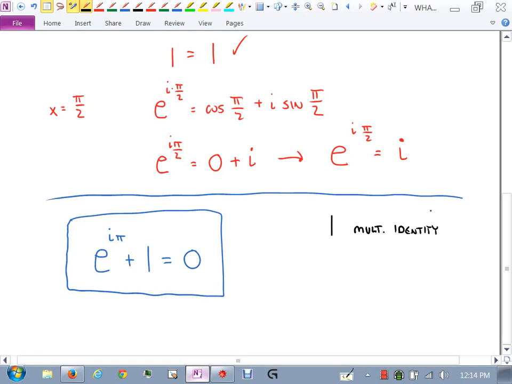One times anything should be that anything. It's the identity. It's the only number that when you multiply by it, it leaves that stuff alone. Doesn't change it. The next important number in here is 0.